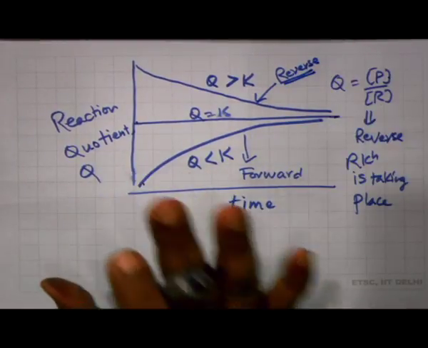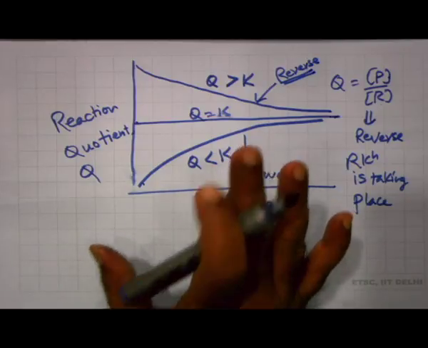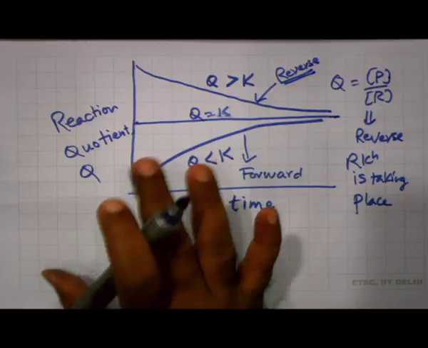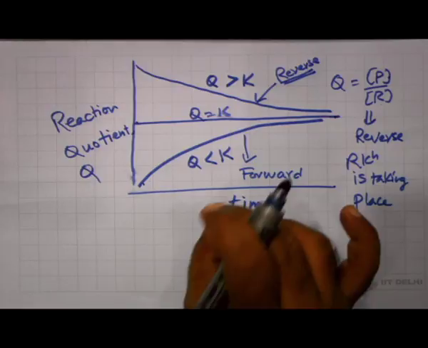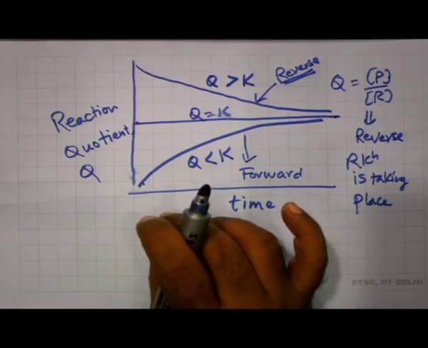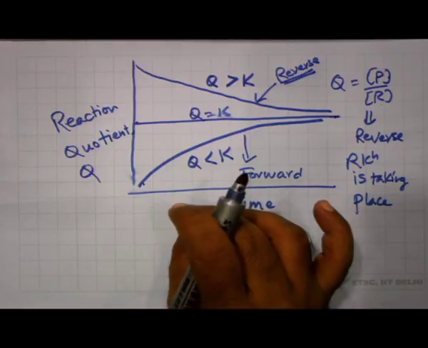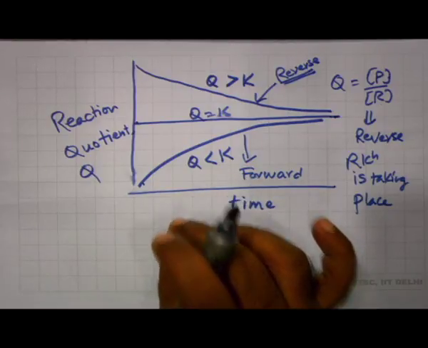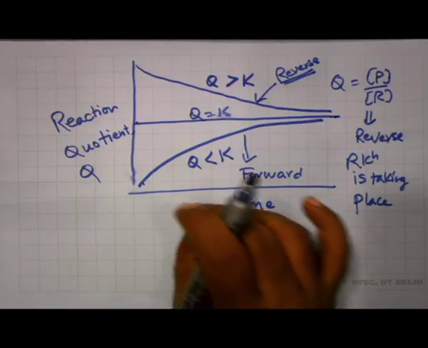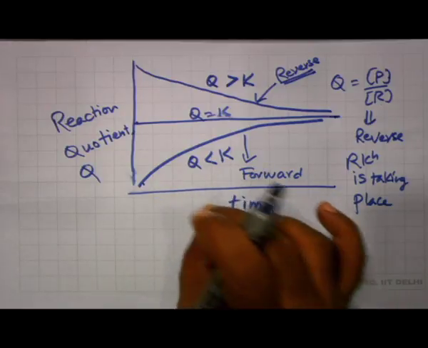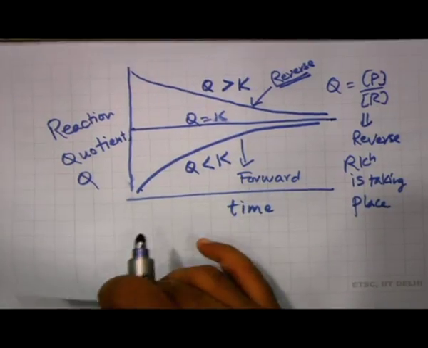And this is used to know whether a reaction will go in the forward direction or the reverse direction. So the simple thing is, if the reaction quotient is greater than K, then the reverse reaction is spontaneous. If the reaction quotient is equal to K, then the reaction is at equilibrium. When the reaction quotient is less than K, then the forward reaction will proceed.